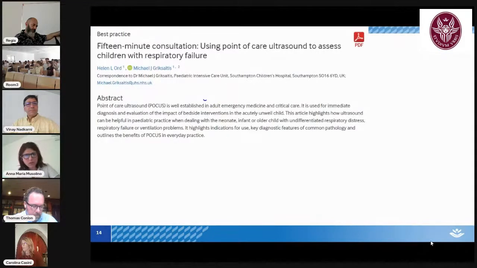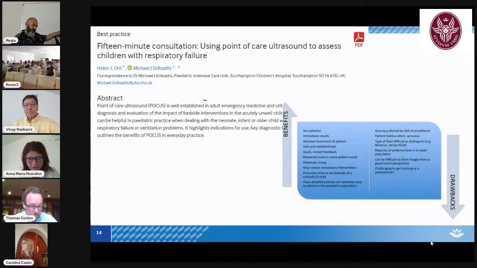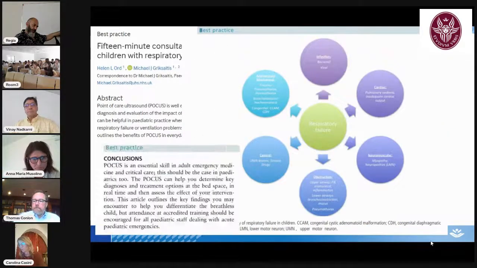And I would like to invite you to read this 15-minute consultation using point-of-care ultrasound to assess children with respiratory failure, because we can read many benefits, but also some drawbacks. And especially when we use a new technology, it's our duty, for us and for our patients, to know the pros and the cons. In conclusion, POCUS is an essential skill in adult emergency medicine and critical care. This should be the case in pediatrics too.